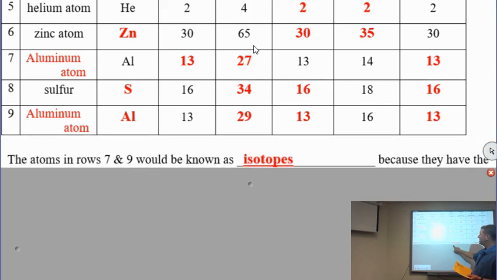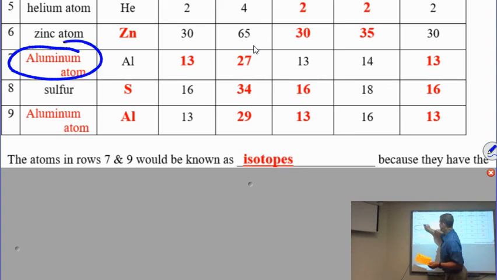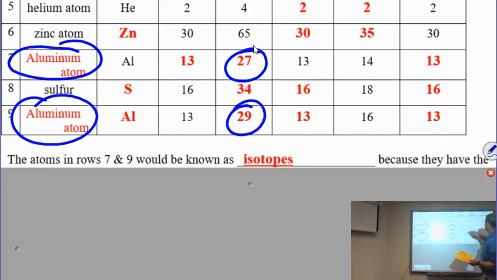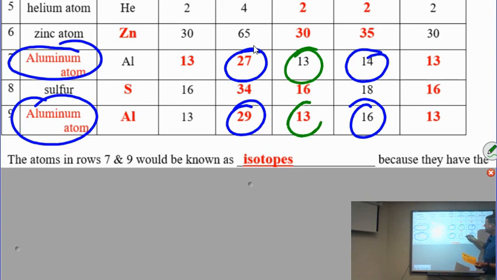So if we look here, it says the atoms in 7 and 9 would be known as isotopes. So again, same element, different mass number, because they have different numbers of neutrons. But if we do in fact look, 13 protons, 13 protons. That's what makes it the same element. So why don't you go ahead and answer the next couple questions before I reveal them.